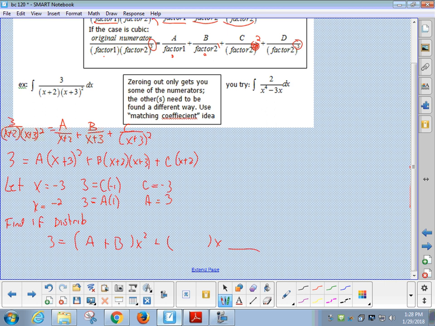Because I know that if these two equations are equal, then every term should be the same. The number of x squareds on this side should equal the number of x squareds on that side. And the number of x's on this side should equal the number of x's on that side. Now you can see that I have no x squareds over there. That implies that a and b must be canceling each other out. And therefore, a plus b must equal 0, which means then that b must be the opposite of a, and therefore, negative 3.